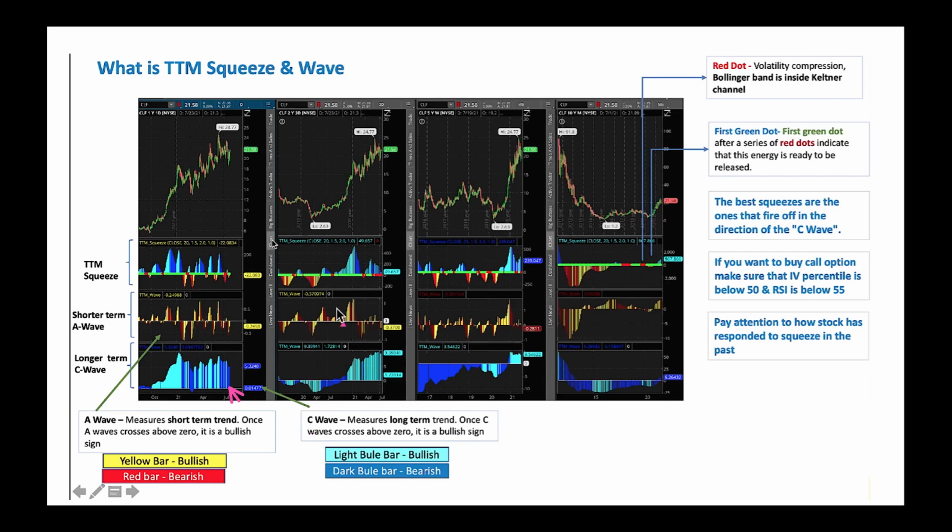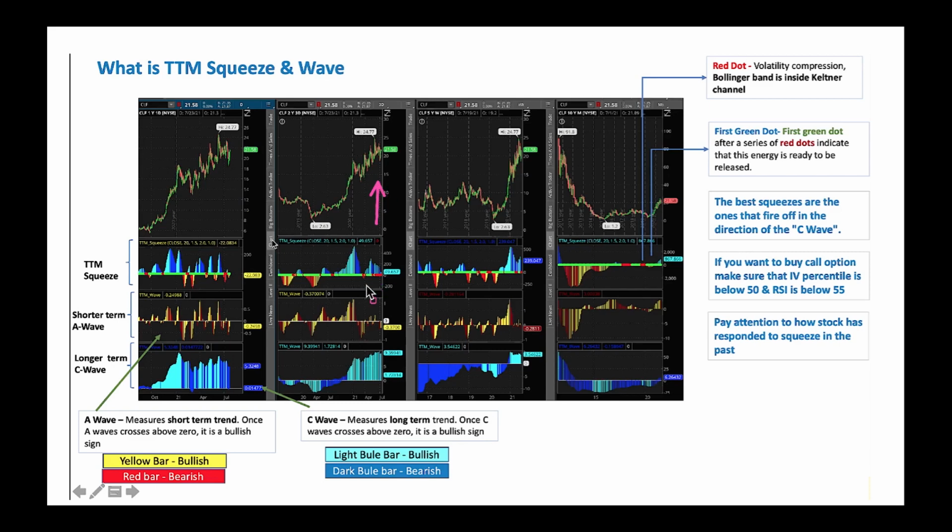And look, we got red dots forming right here, bunch of red dots. A bunch of red dots will indicate there is a tight compression of volatility, and Bollinger Band is inside Keltner channel. That tells you volatility is compressed at this time. When that happens, if you see long-term C wave, if that's above zero, then you got to go long and go from there. Look, it's been firing here, all the red dots here. Long-term C wave is above zero, and this is a little bit dated chart here that tells you this CLF stock can go higher. And that's the thought process here.